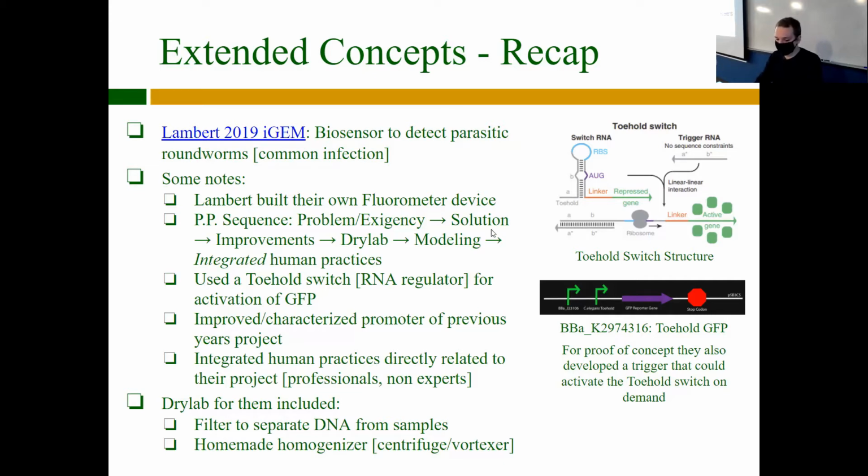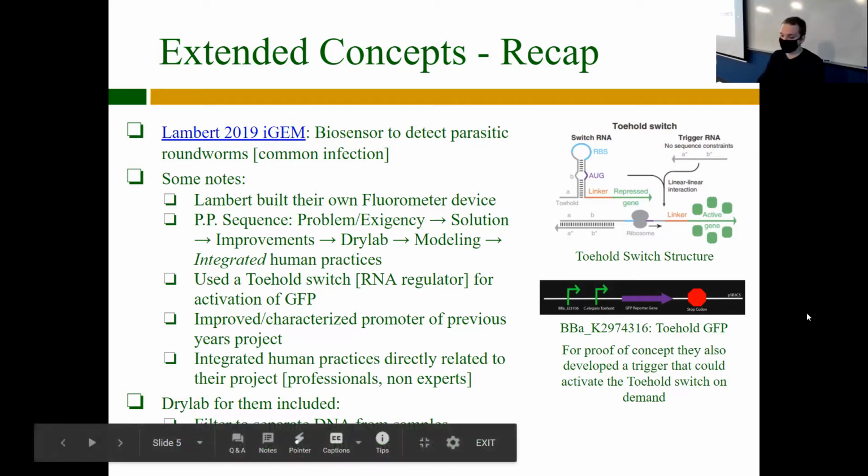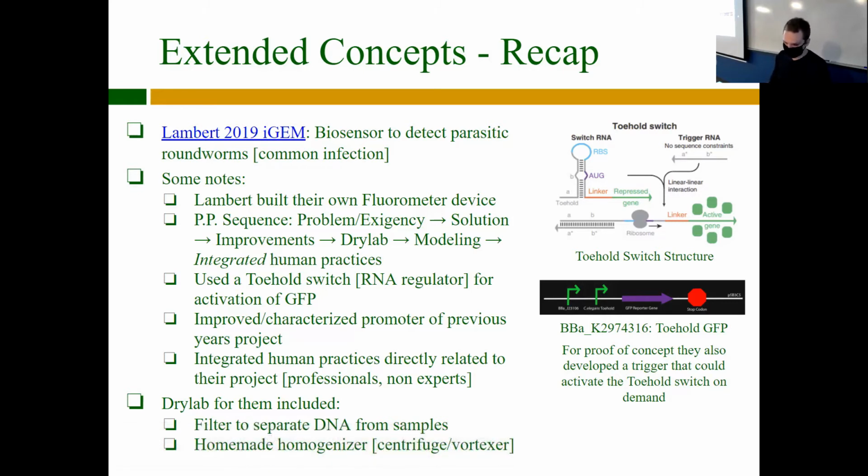Then they moved on to solutions. So you want to provide usually a synthetic biology solution to whatever problem that you're trying to solve. There are many, many different ways of doing this, but theirs in particular was creating a device that allowed them to sense roundworm parasitic contamination within water samples. And so what they did is they created filters here in their dry lab section that allowed them to separate and lyse the parasitic roundworm cells so they could test the DNA to figure out if you had that contamination.